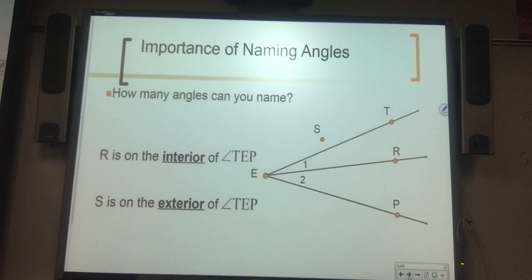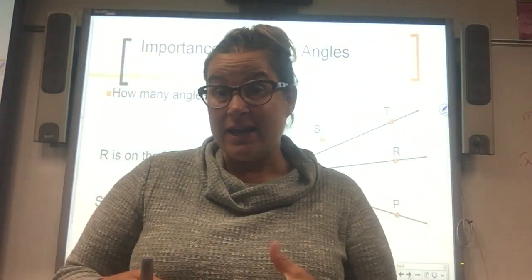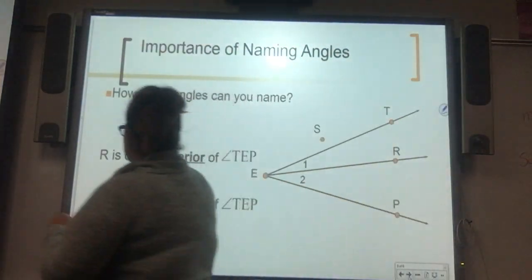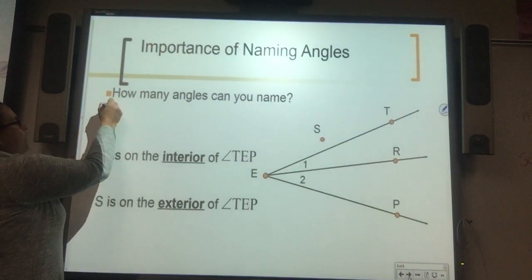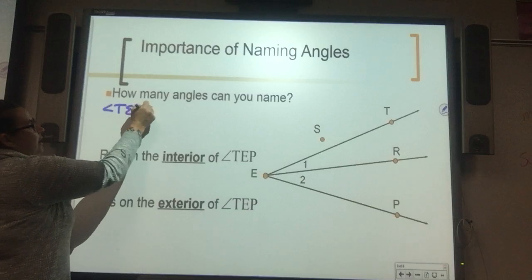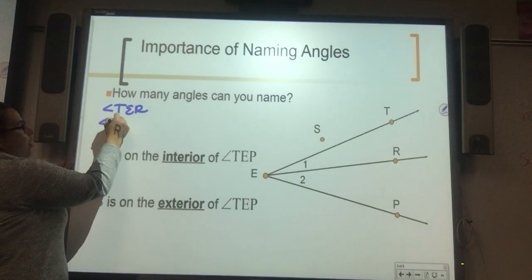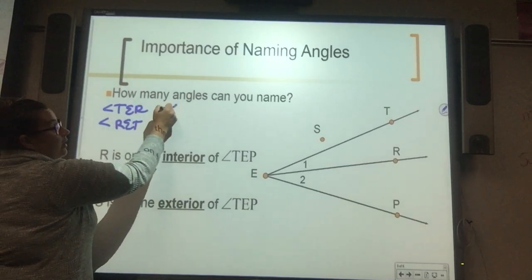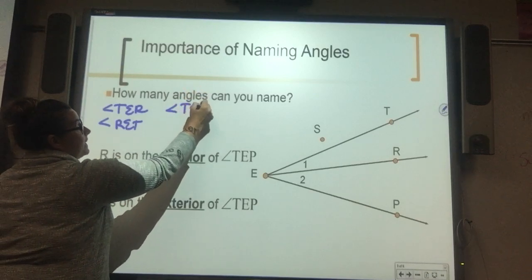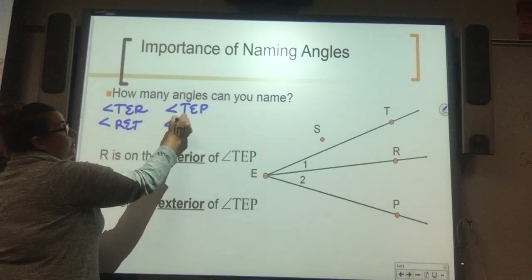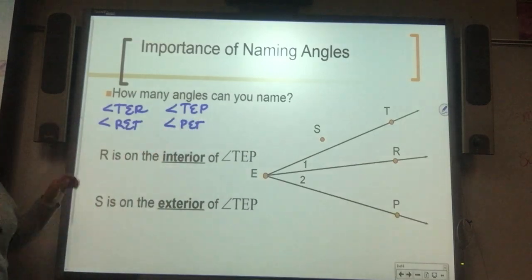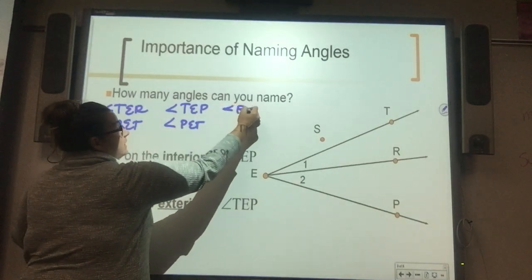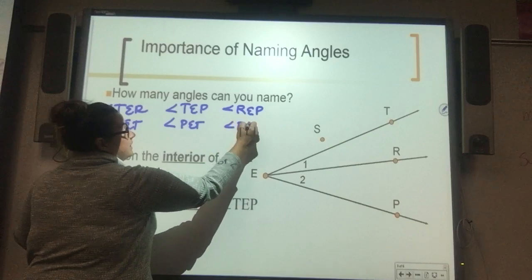All right, so how many angles? This is a case where you can't just label it angle E because there's more than two rays. So all these angles that we can name on here. We have angle TER. We have angle RET. Two names for the same exact angle. We can call it angle TEP or angle PET. We can call another angle REP or angle PER.